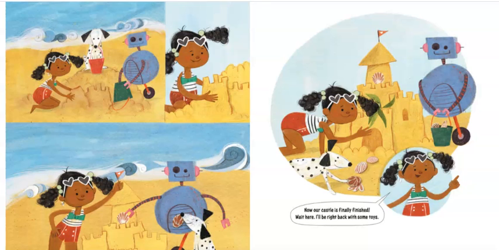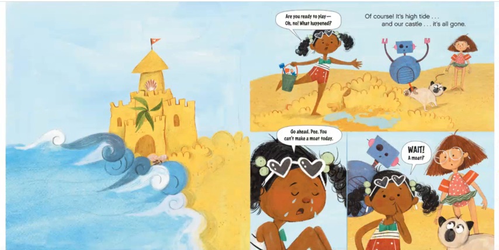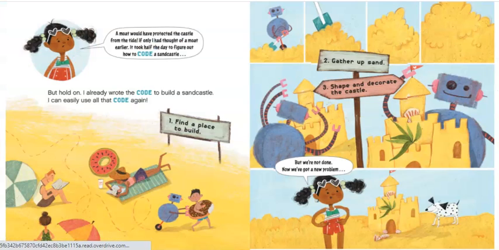Wait here. I'll be right back with some toys. Are you ready to play? Oh no, what happened? Of course, it's high tide and our castle, it's all gone. Go ahead, P. You can't make a moat today. Wait, a moat? A moat would have protected the castle from the tide. If I only had thought of a moat earlier.